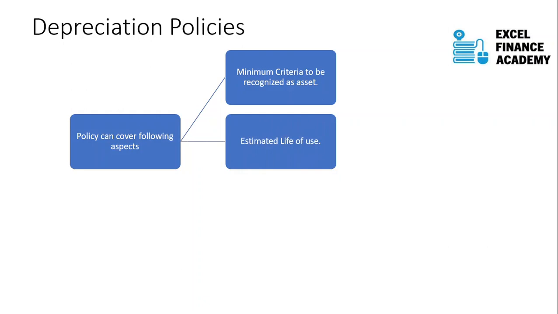Then you have estimated life of use. It depends on how you use your asset and in which location you are situated. The same value, same asset will have a different life in different conditions. For example, a water filter. If you are in Yangon, the water is very heavy, so the filter will run out very fast. But if you are in a city where the water is clean, then the water filter will not be damaged so fast, right? So it depends on where you are and the intended use of the asset.